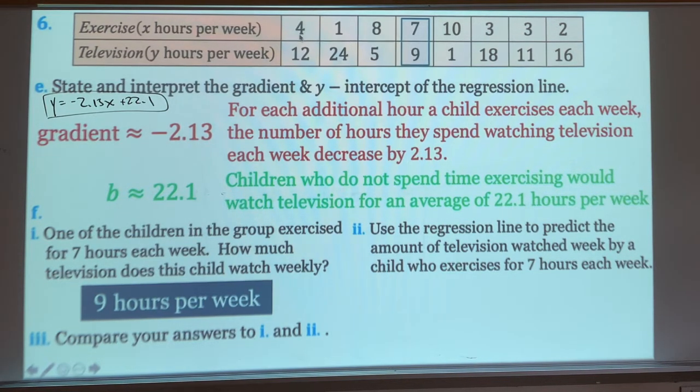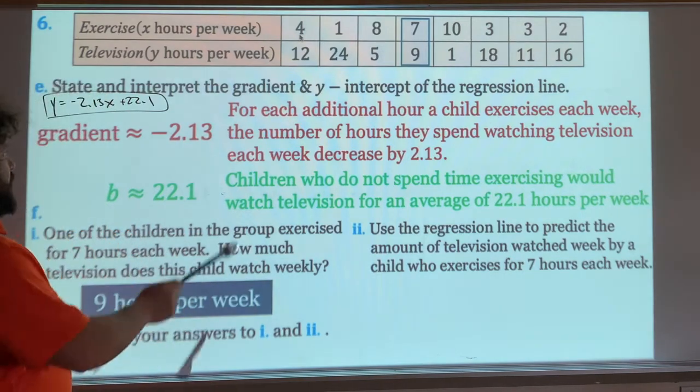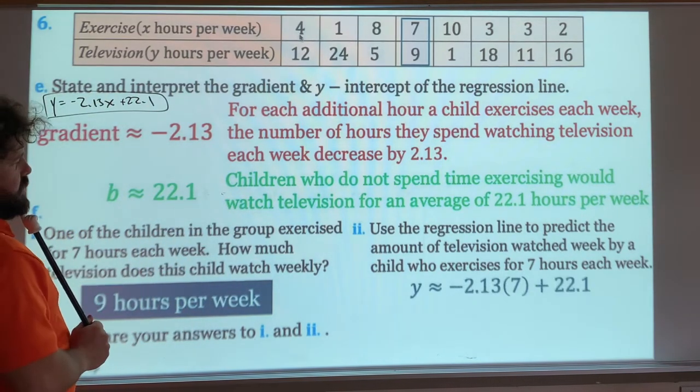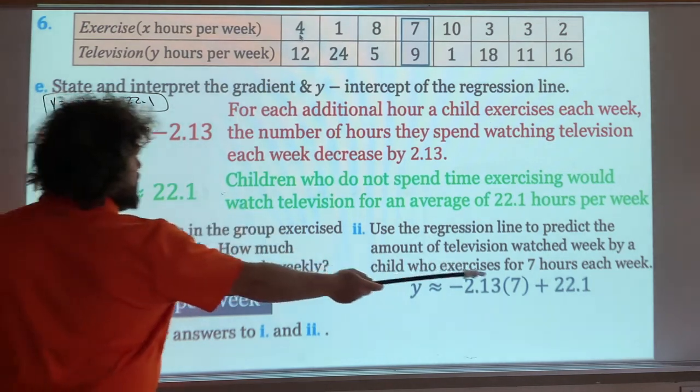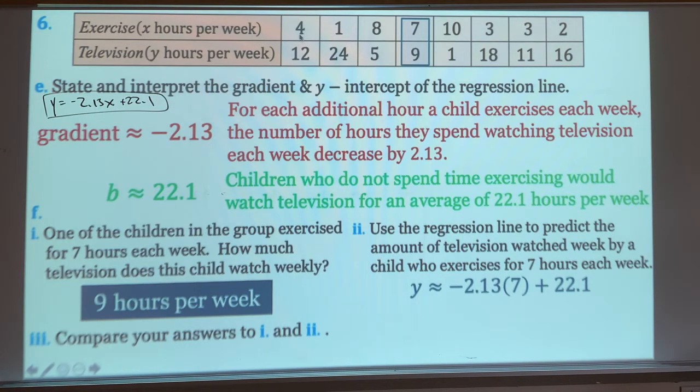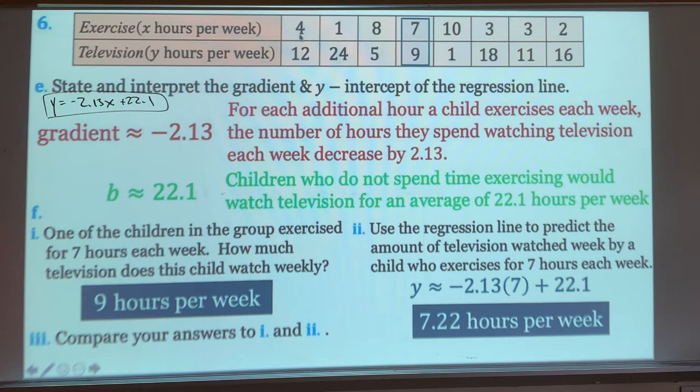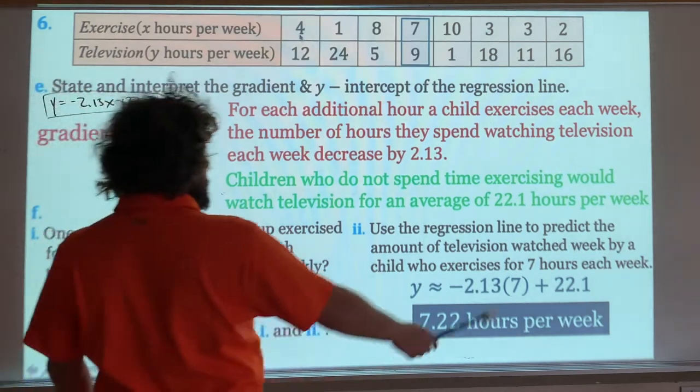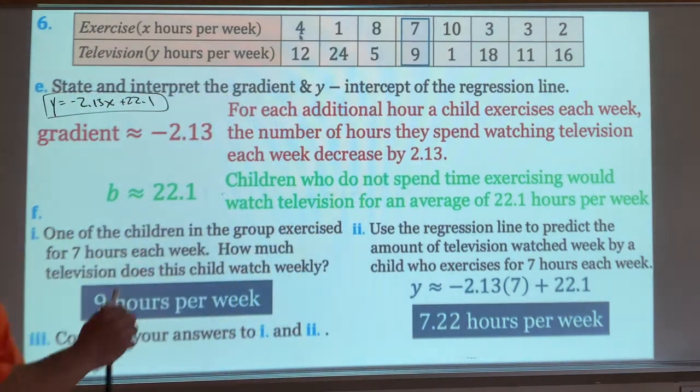Use the regression line to predict the amount of television. Now we're actually going to use this line. So y equals negative 2.13 times 7 plus 22.1. Negative 15.01? I can't do that in my head. I tried. Negative 14.91. There we go. Plus 22.1. About 7.22 hours.